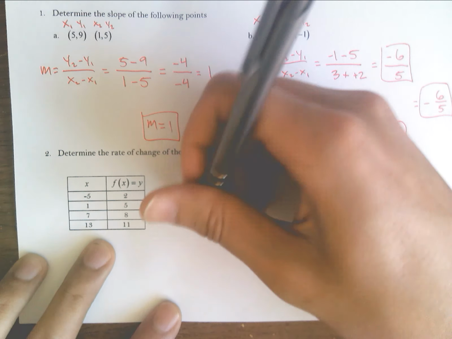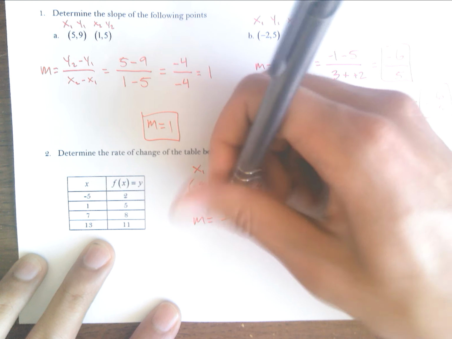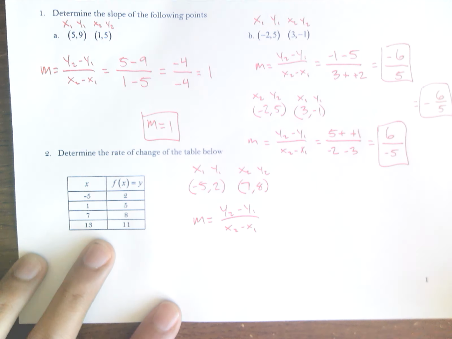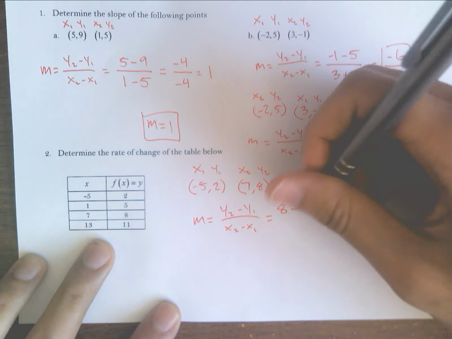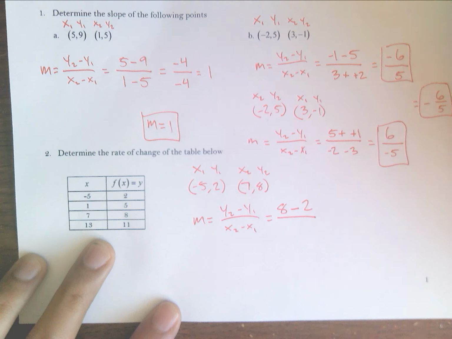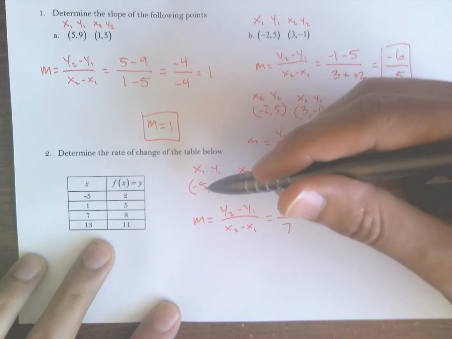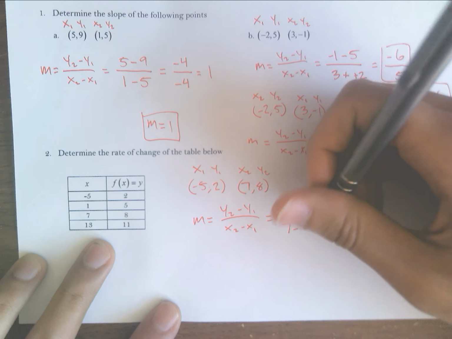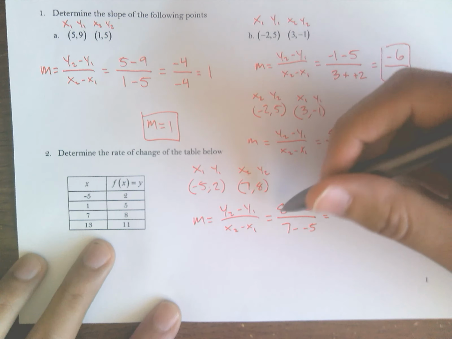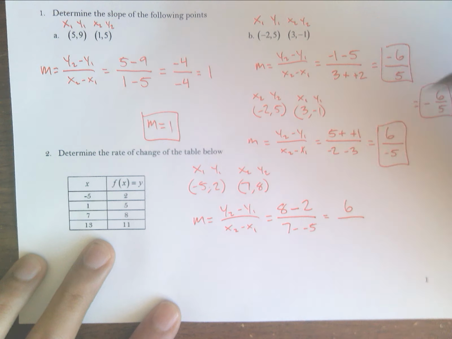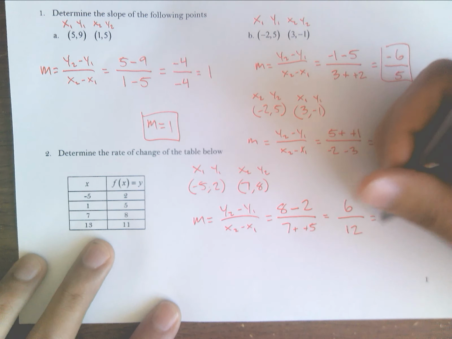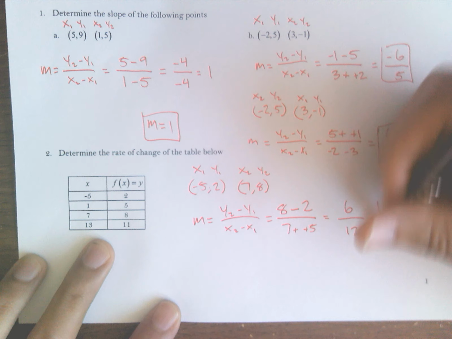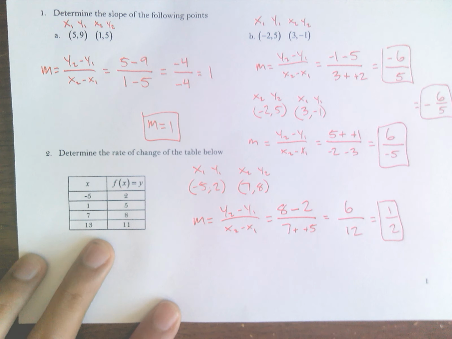So plugging it into our formula, we have the slope equals y2 minus y1 over x2 minus x1. Well, y2 is 8 minus y1, which is 2, and x2 is 7 minus x1, which is -5. So minus -5. 8 minus 2 is 6, and 7 minus -5, or plus 5, is 12. Reducing this fraction, we can pull out a factor of 6. We get 1/2. And again, your TI-Nspire will also reduce these fractions for you.